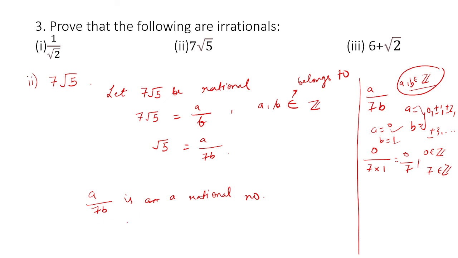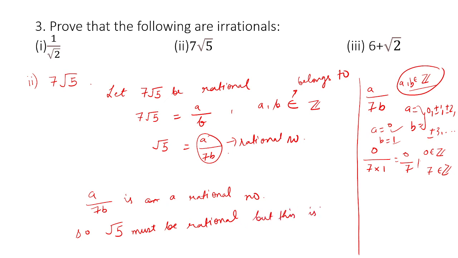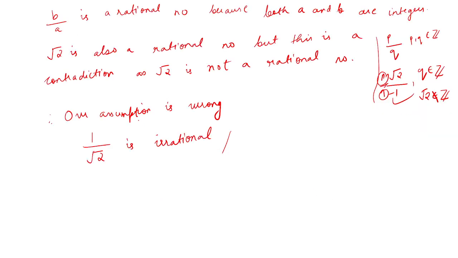Now since a by 7b is a rational number, that means root 5 must also be rational, right? Look at this: they are equal. a by 7b is equal to root 5. So if a by 7b is a rational number, obviously root 5 also has to be a rational number. But this is not possible.